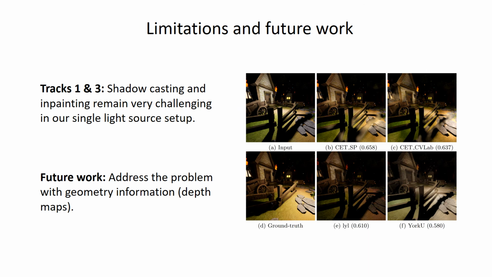The limitations that we observed were mainly in tracks 1 and 3, and the difficulties that most participants had were in the shadow casting and inpainting, which remain very challenging problems in our single light source setup. So you can see in some of the solutions on the right, these are taken out of track 1. The CET solution does a good job at getting the right illumination, at least the color temperature, which is very similar to the ground truth.